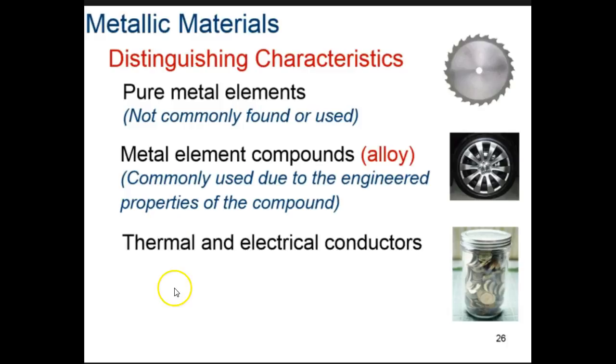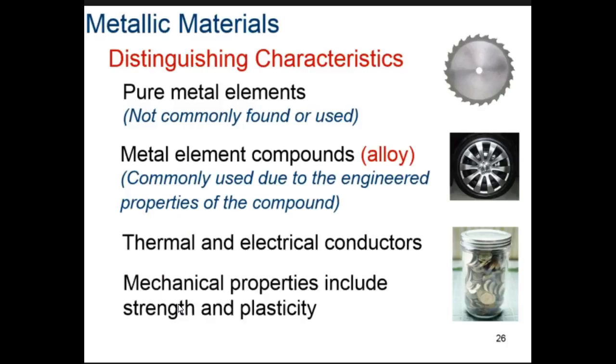And we know from before they're good electrical and thermal conductors, and they have the same kind of properties in general that we had earlier. Even when we start mixing the metals together in alloys, we're talking about compounds, and they still maintain all those metal properties we talked about earlier.